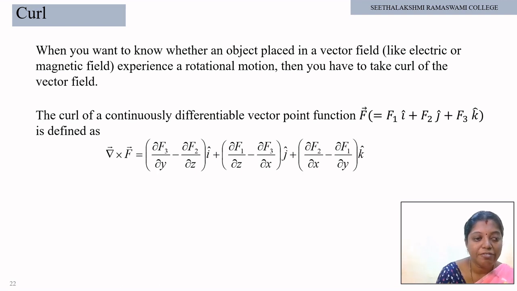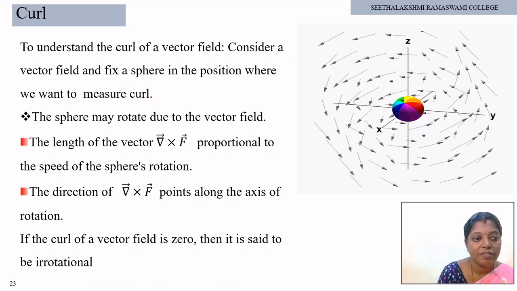So del cross f is a vector, whose magnitude is proportional to the speed of rotation. For example, this is the vector field that I consider. I place an object at the center. There is no need that you need to place the object at the center.